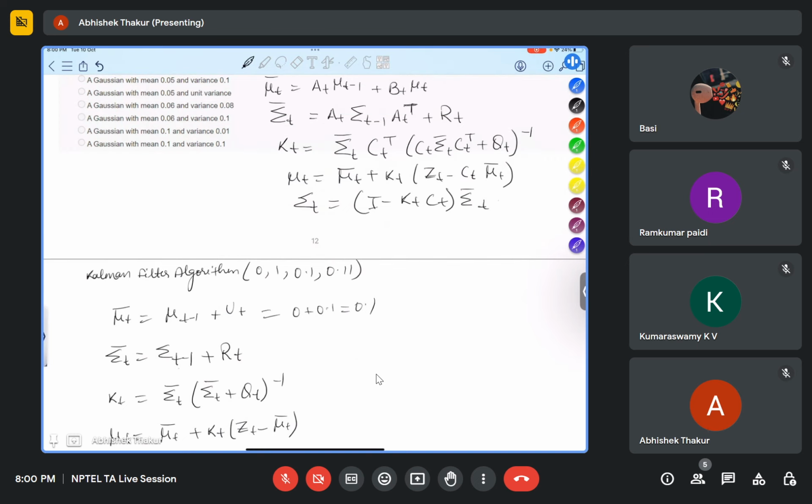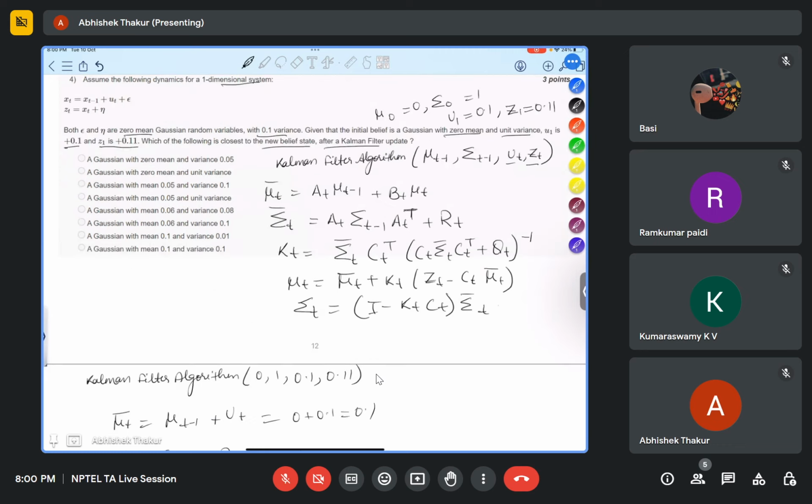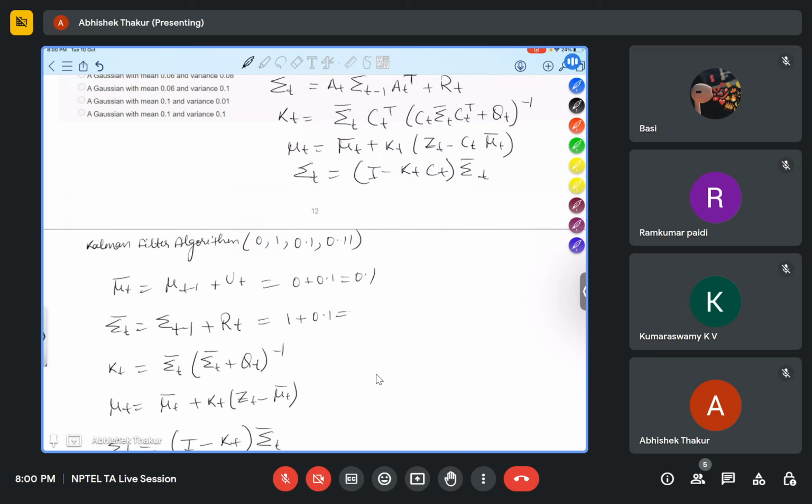Now that is sigma t minus 1 plus rt. Here you can see the RT, the variance is 0.1 for the noise. So this is equal to 0.1, so this value is 1.1. Now our KT is equal to sigma T bar, that is 1.1 into 1.1 plus 0.1 inverse. So this will be 1.1 by 1.2, 11 by 12, 0.917.